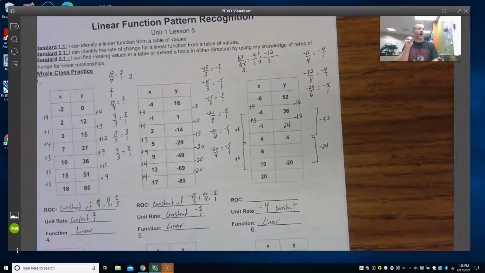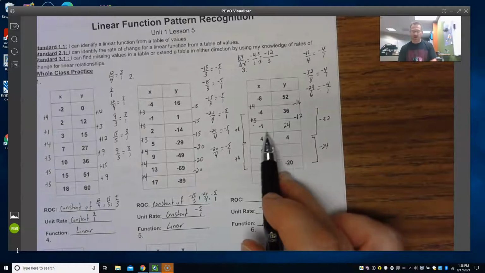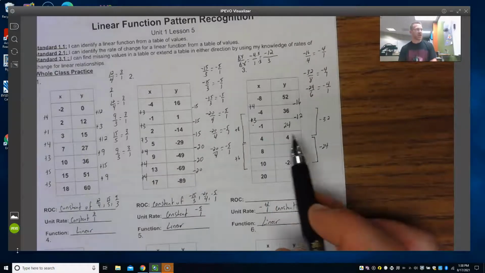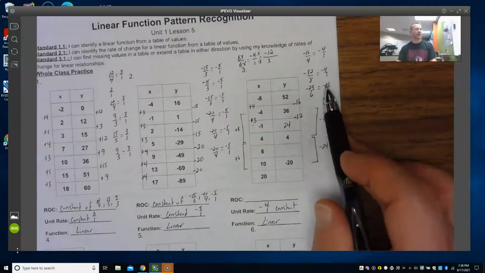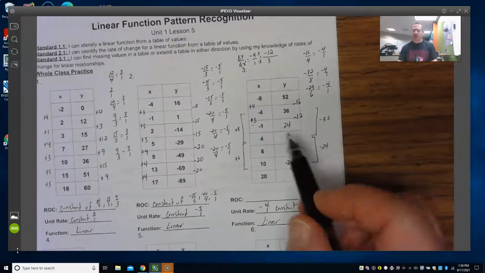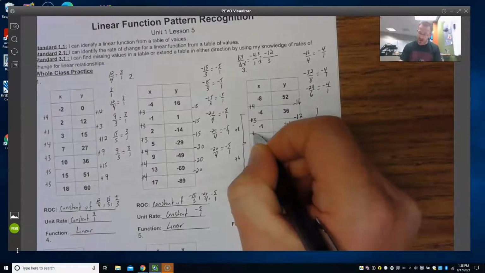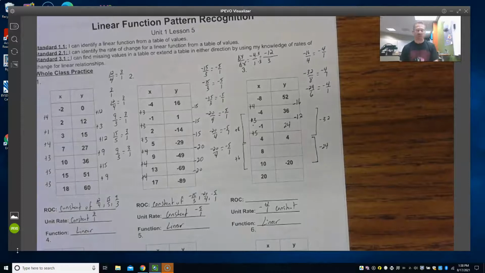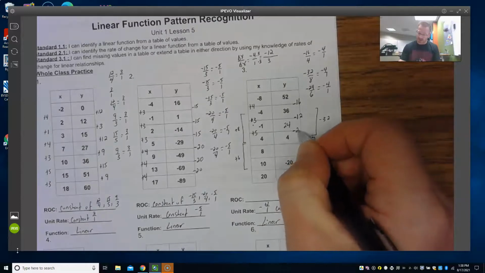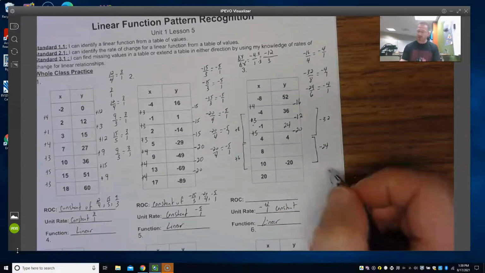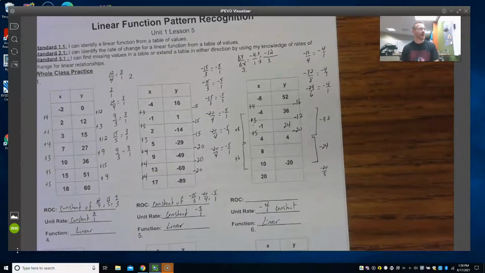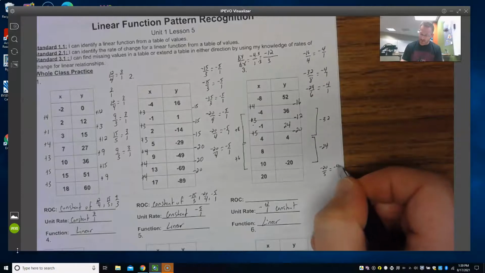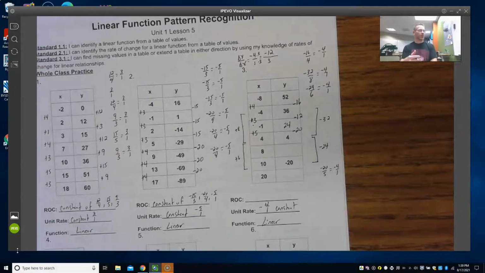Now, I should be able to find my next rate of change, right? Because now nothing's missing between these two cells. And it should, if everything's working out right, give me the same unit rate. So -4 to 5, notice that goes up 5. 24 to 4, I go down 20. All right, well, notice -20 to 5. If I reduce that, I get -4 to 1. So my work is holding.